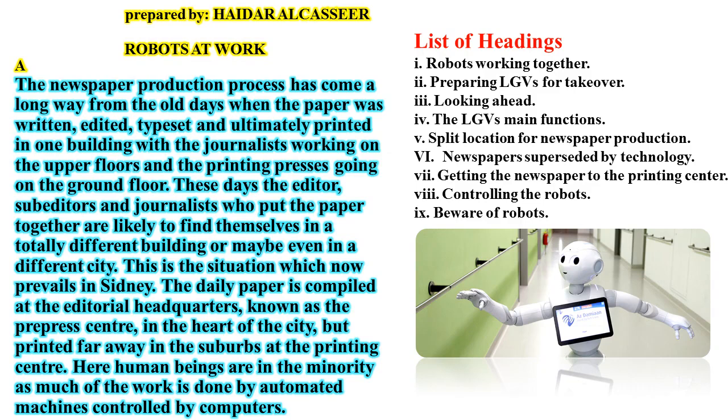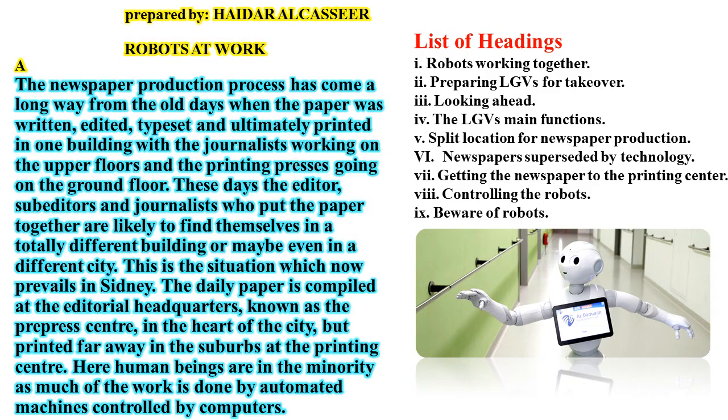If we come to the list of headings, number 1, robots working together. It doesn't talk about robots, and I see no robots here. Preparing LGVs for takeover. What's an LGV? I don't know, and since it's paragraph A and LGV is not mentioned before, since it's the first paragraph, I just leave it. Looking ahead means just to think of the future. It doesn't talk about the future here. Number 4, the LGV's main functions. I see no LGV, also leave it.